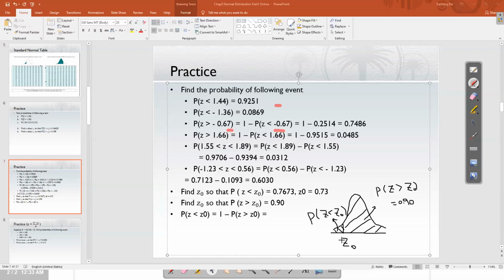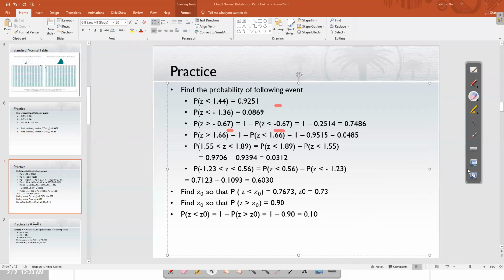And then the total distribution has to have probability 1. So this probability and this probability have to add up to 1. And that's it, basically. So here we need to use 1 minus 0.9, which equals 0.10. So basically, the probability to the left of a z-score and the probability to the right of the z-score need to add up to 1, right? That's the total distribution when you add it up.